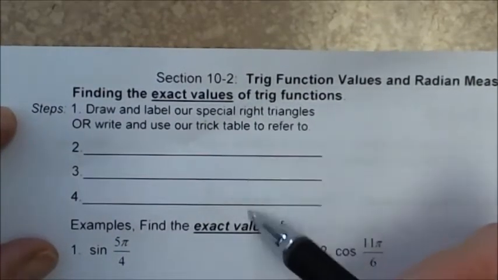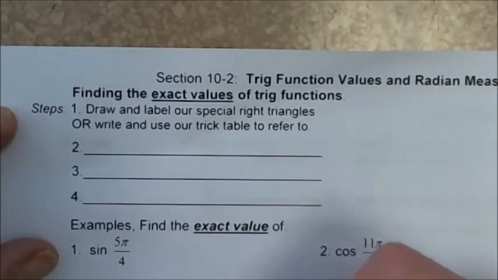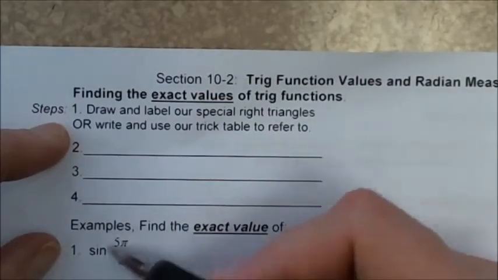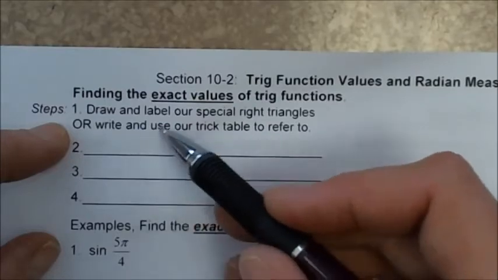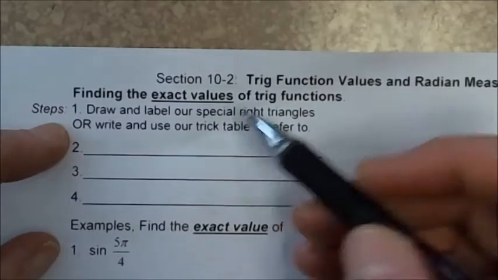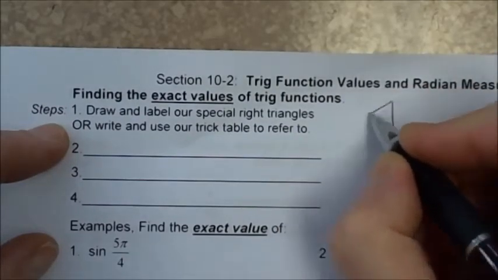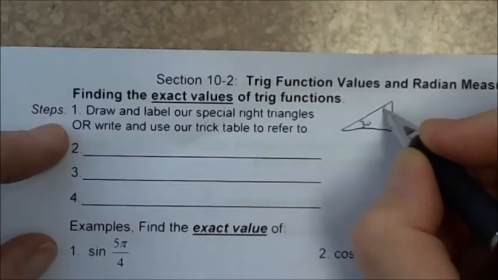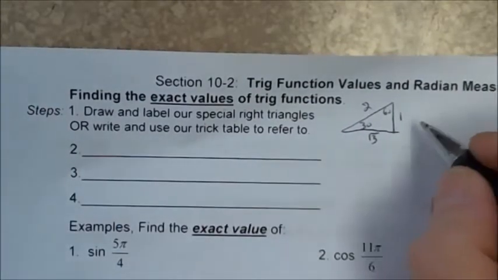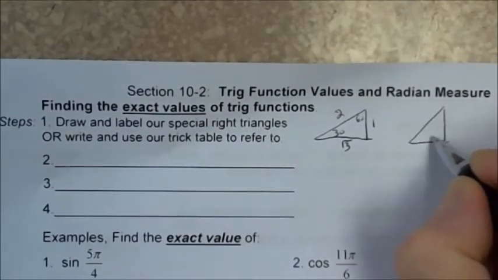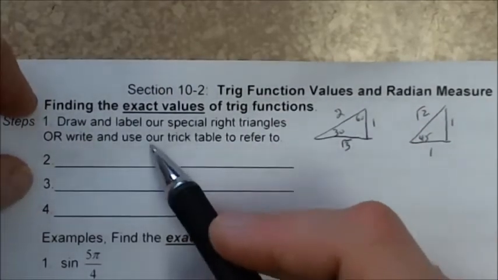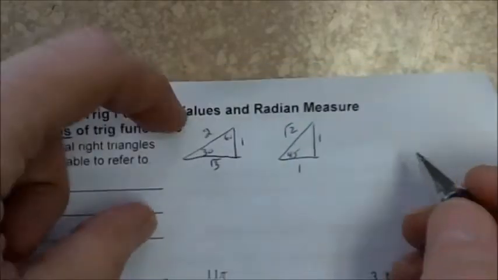If you go through this four-step process that I outline, you'll be able to get to the answer to all of these problems. I'll go through this first example with these four steps. The first thing we're going to do is either draw and label our special right triangles, which is our 30, 60, 90: 1, 2, square root of 3. Or our 45, 45, 90, which is 1, 1, square root of 2. Or we're going to use our trick that we learned about the radical.